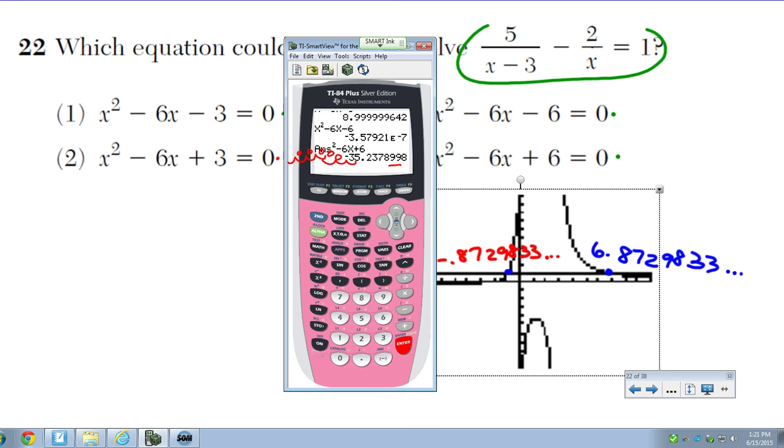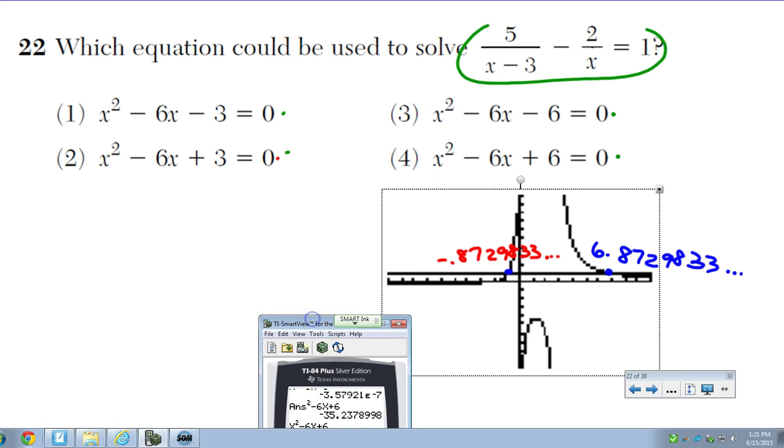Whoops, sorry. I'll just get rid of those. So x squared minus 6x plus 6. And that one is way off as well. So hopefully you would have seen that choice 3 was probably the answer. But that is a way out if you did not know how to multiply through by the LCD.